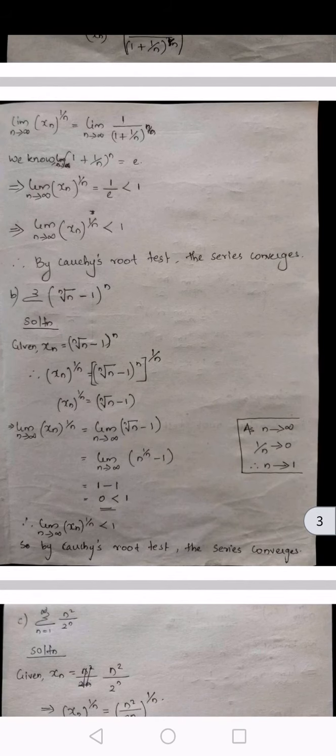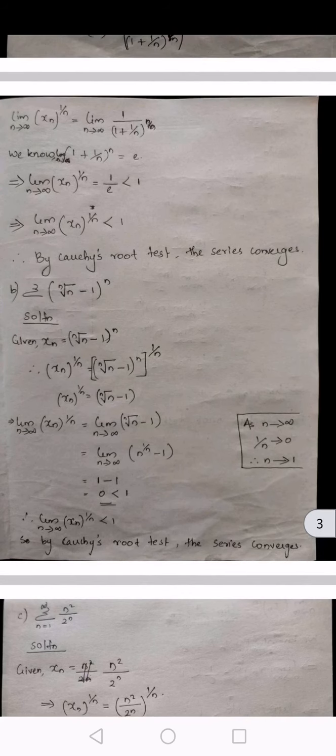Now we can go through the second example, that is summation (nth root of n minus 1) whole raised to n. The solution is given. We can take xn as (nth root of n minus 1) whole raised to n, and when we apply xn raised to 1 by n, we get ((nth root of n minus 1) whole raised to n) whole raised to 1 by n. N and n cancel, and we get xn whole raised to 1 by n is equal to nth root of n minus 1. When we apply the limit n tends to infinity, xn raised to 1 by n is equal to limit n tends to infinity nth root of n minus 1.